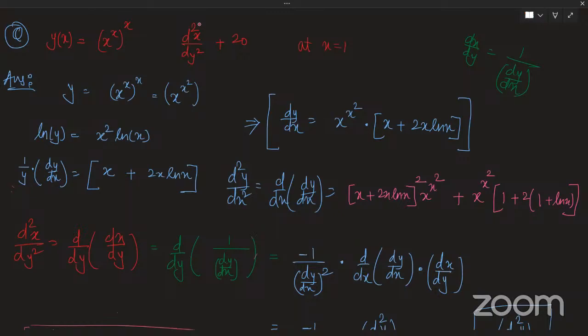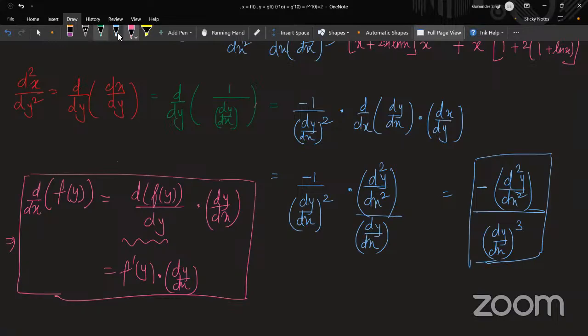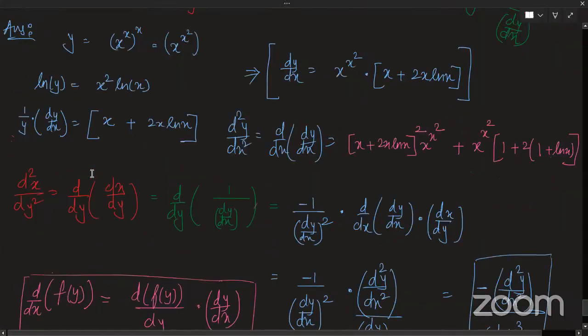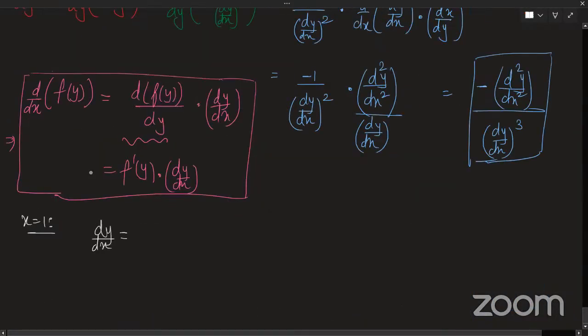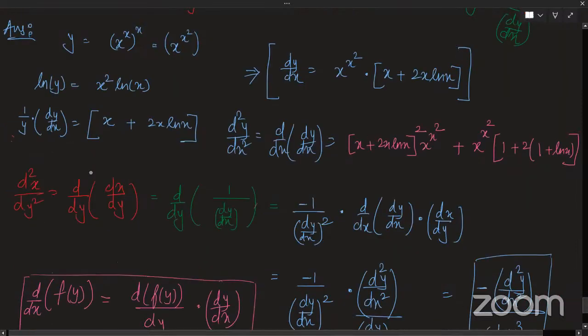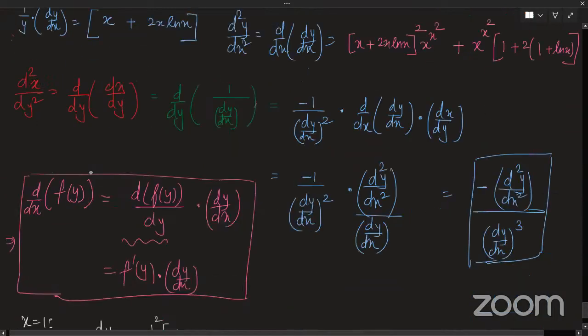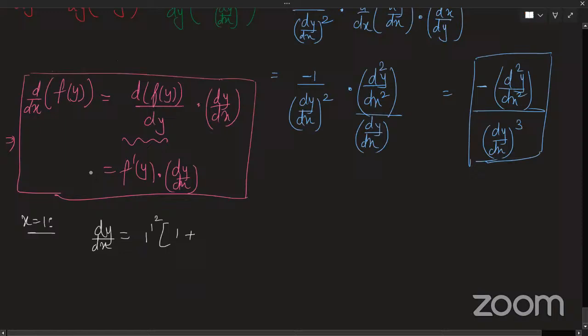Okay, so if I input my value x is equal to 1, just input your value x is equal to 1. So the value of dy by dx will be how much? Tell me. So 1 raised to 1, right? 1 raised to 1 square into 1 plus 2x into ln of 1. What is ln of 1? 0. Natural log of 1. Okay, so dy by dx is 1.